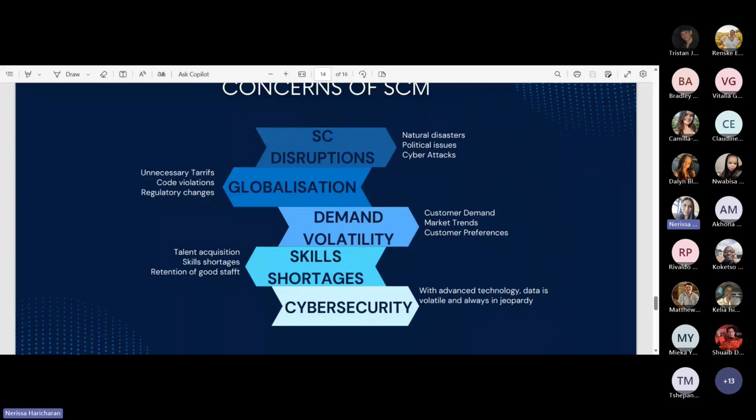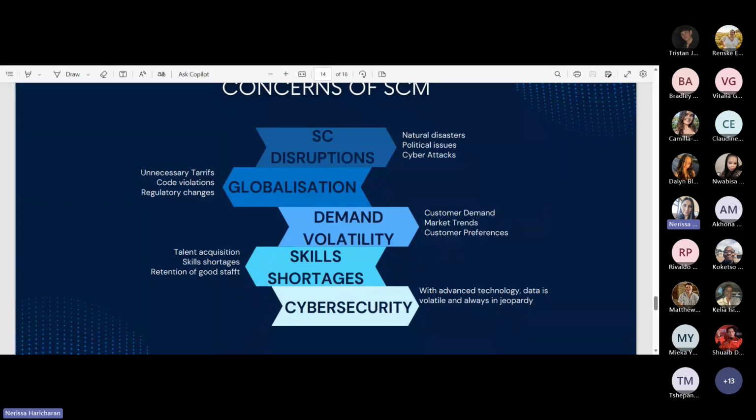And then the last one is cybersecurity, and this is from a risk perspective. Because you have that much digitization and interconnectedness with your supply chain, there's a lot of cybersecurity risks and cybersecurity threats that can pose a huge concern for your supply chain itself.